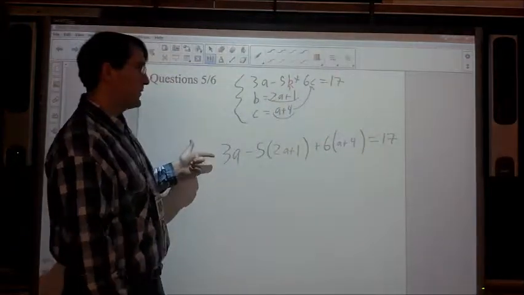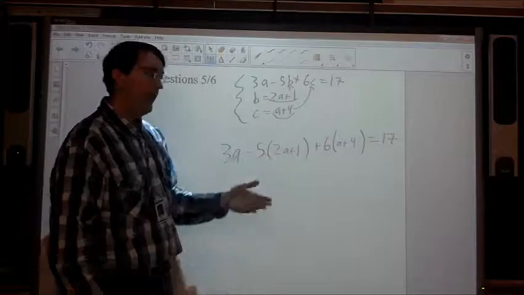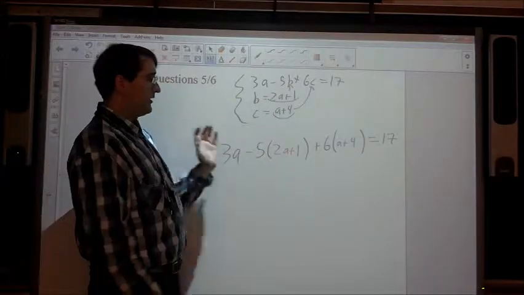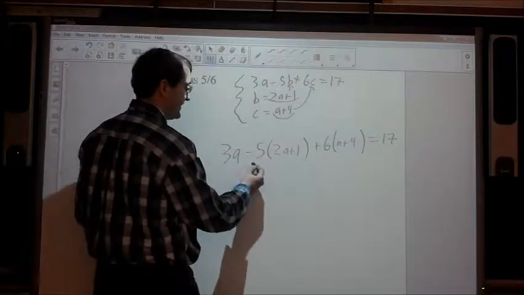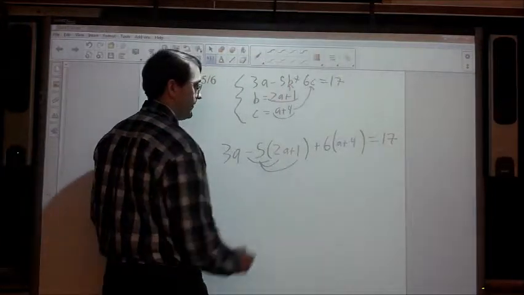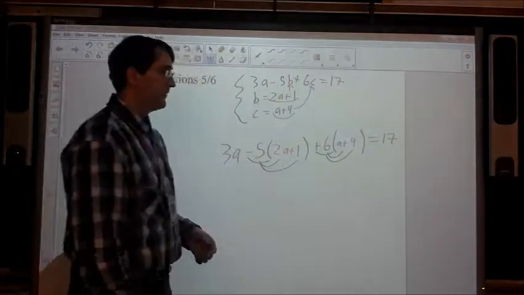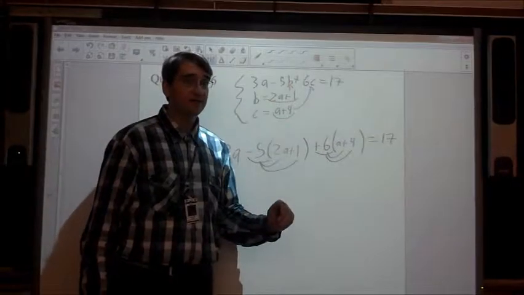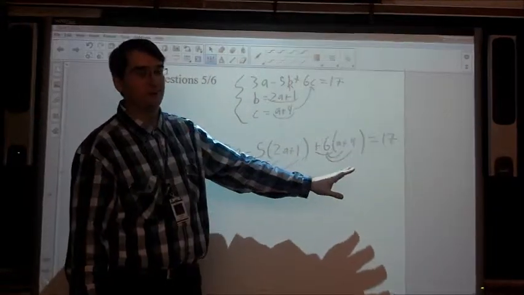And so I end up with an equation that only has the one variable, the a. All the rest of it is just the one variable. So now I can just distribute. I distribute the negative 5 there across the 2a and the 1, distribute the 6 there across the a and the 4, and I'm trusting that you can do that part. This should be fairly straightforward once you get to this point.